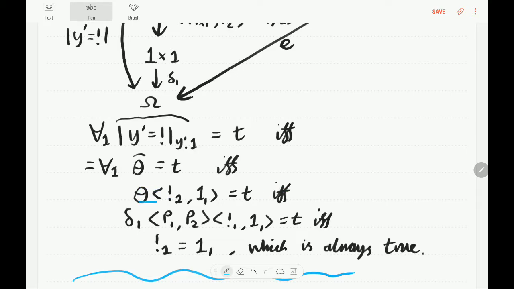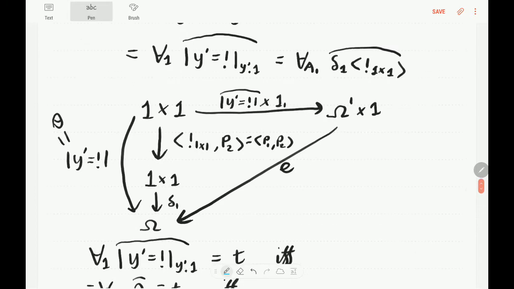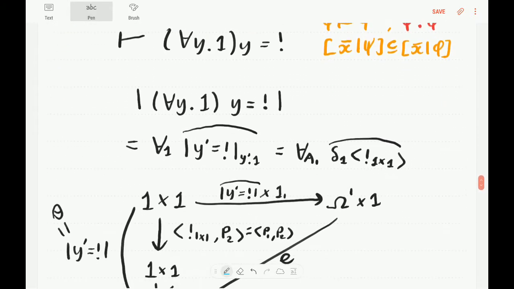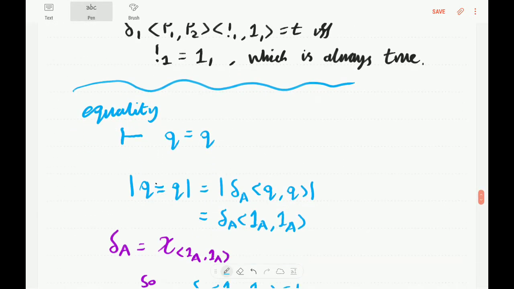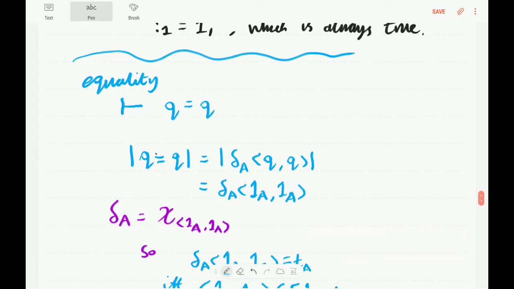Now we're just substituting what we know theta is. We know that theta is delta 1 after p1 comma p2 exclamation mark 1 1. So that's true if and only if exclamation mark 1 is identity of 1, and we know that's always true, because this is just the unique arrow from the terminal object to itself. So okay, that's done. That's the singleton axiom. So-called axiom. It's not really an axiom because we just proved it. But anyway, it's an axiom of local set theory.